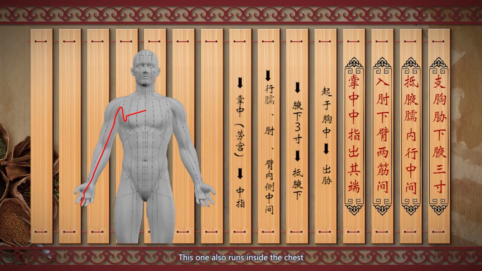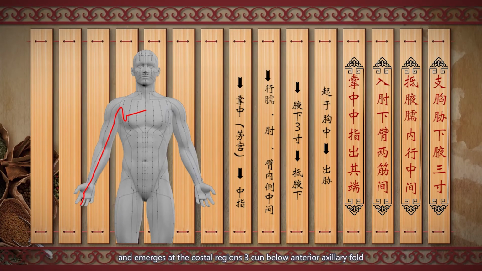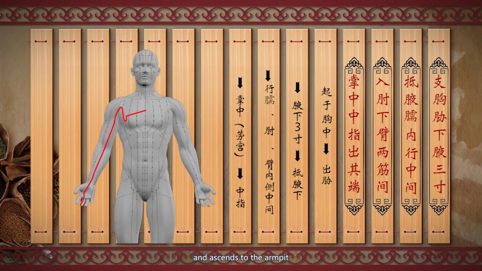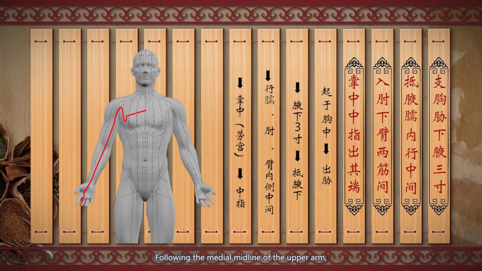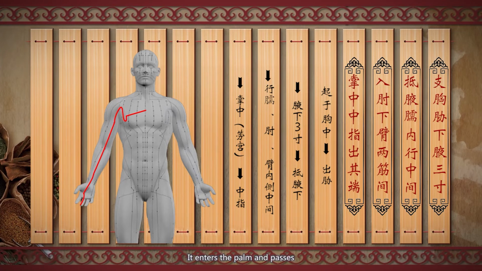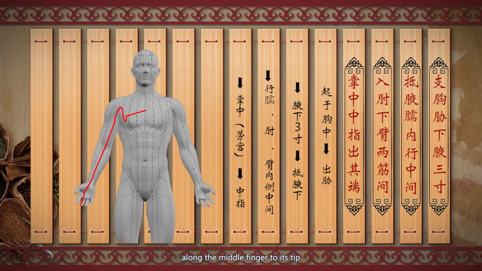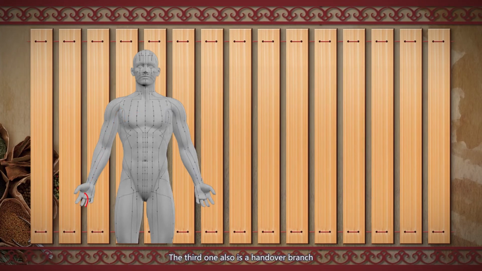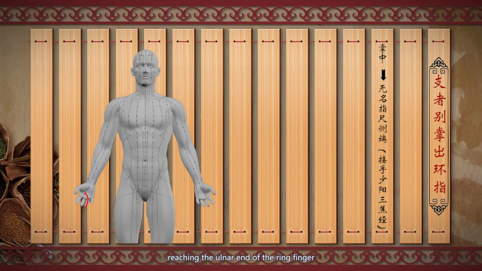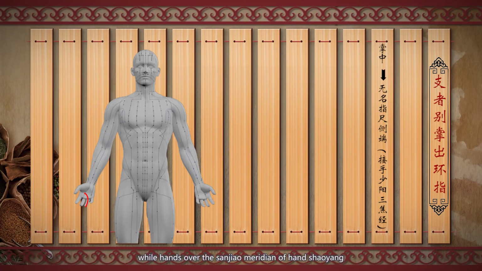This one also runs inside the chest and emerges at the costal region 3 cun below the anterior axillary fold and ascends to the armpit. Following the midline of the upper arm, the cubital fossa, and the forearm, it enters the palm and passes along the middle finger to its tip. The third one is the hand-over branch. The last sentence, from the palm to the ring finger. This is a branch from the palm, reaching the other end of the ring finger, which hands over to the Sanjiao meridian of hand Shaoyang.